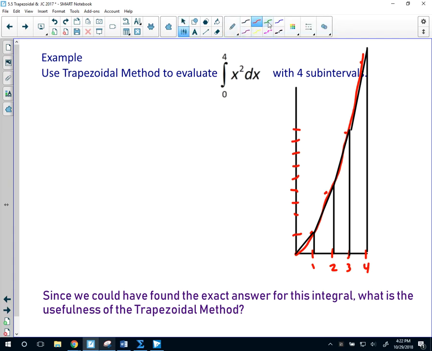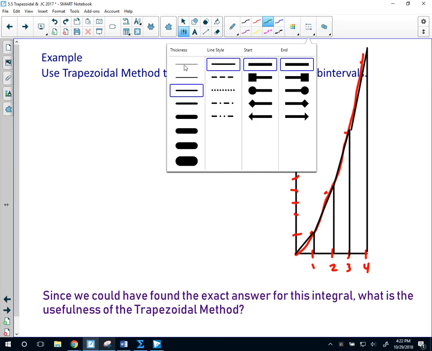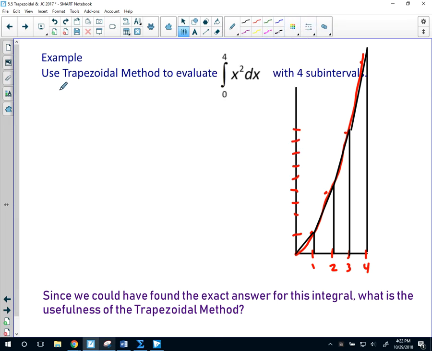Okay, so my first thing I want to do is figure out the height of each one, which we already said was 1. So then it's going to be 1 divided by 2, or 1 times a half. My left value comes from substituting 0 in. So 0 squared plus, then all my stuff in the middle gets multiplied by 2. 2 times 1 squared, because 1's the next value, plus 2 times 2 squared, plus 2 times 3 squared, and then 4 is my last value, so that one gets multiplied by 1, or just left alone.